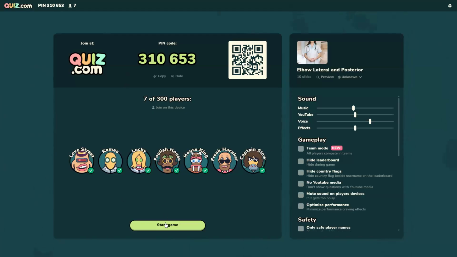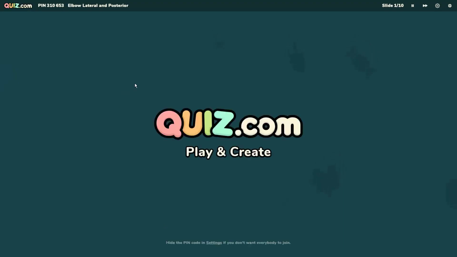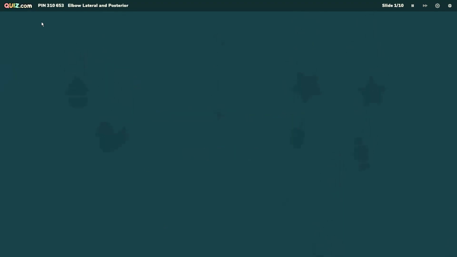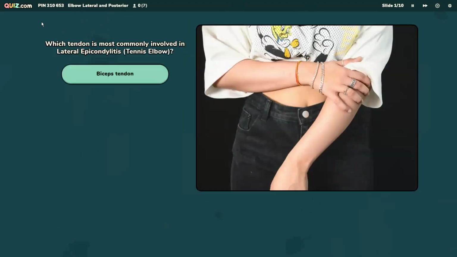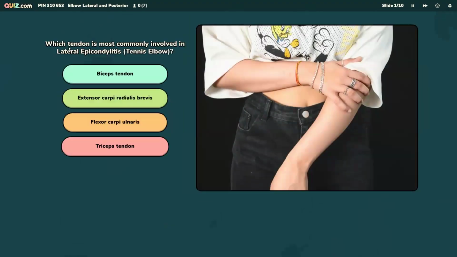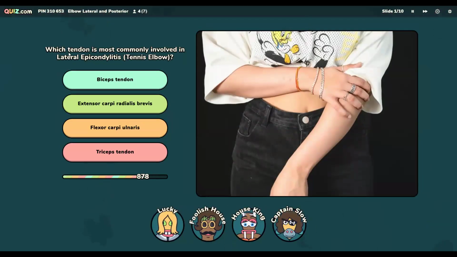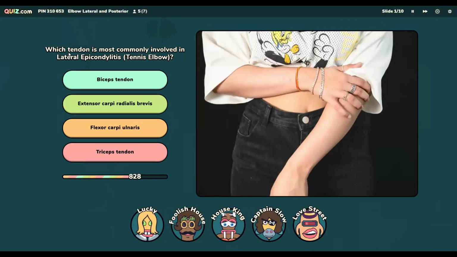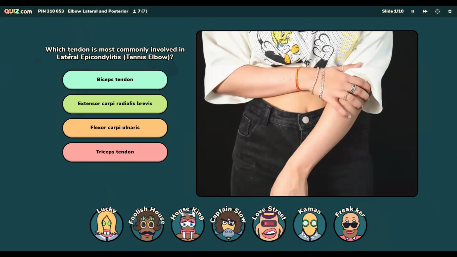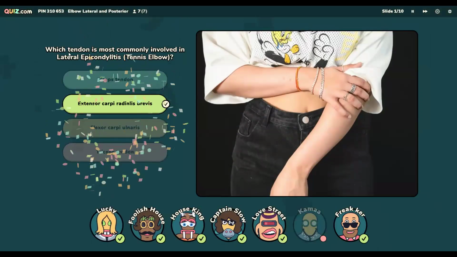Okay, let's start. Which tendon is most commonly involved in lateral epicondylitis, tennis elbow? Extensor carpi radialis brevis.